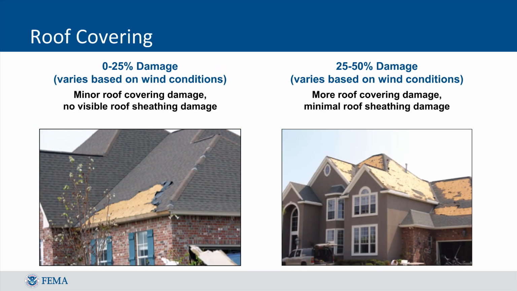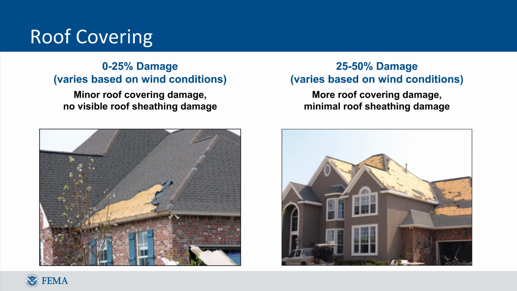Damage to roof covering can sometimes be relatively simple to determine, as damage to shingles and other covering elements can often be identified fairly quickly. A home with 0 to 25% damage will likely have minor damage to the shingles or clay tiles that have been blown off the roof from wind. There is generally no damage to the roof sheathing.